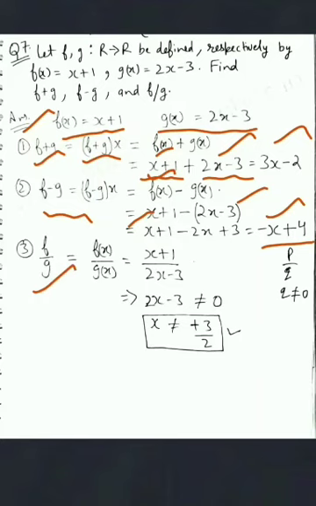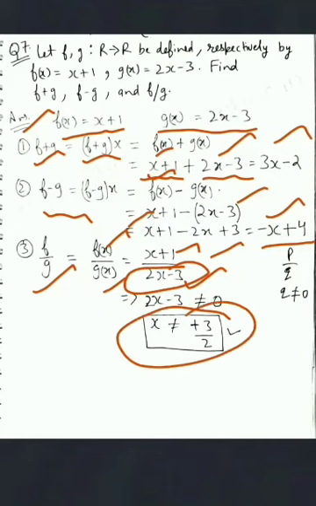That is f divided by g, f(x) divided by g(x). Put here x plus 1 and 2x minus 3. Denominator of the function will never be equal to 0, so this function is defined for all except, that is, x is not equal to 3 by 2.